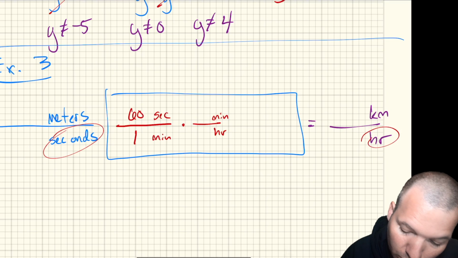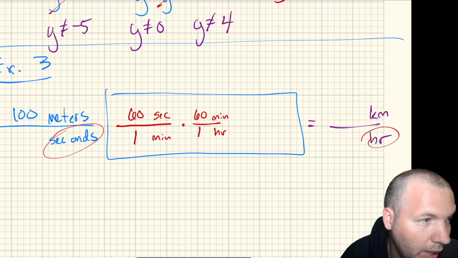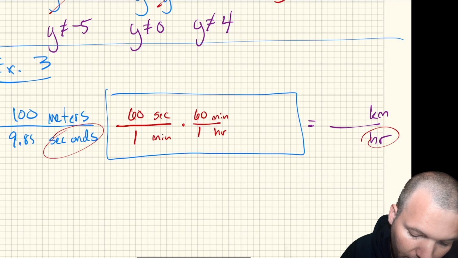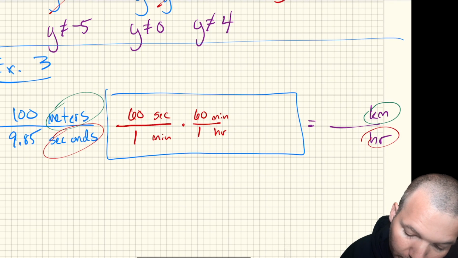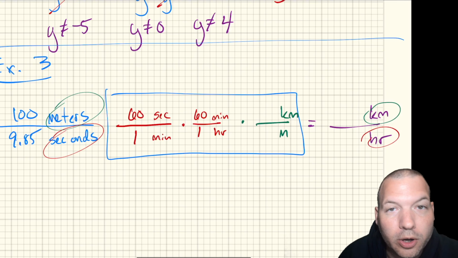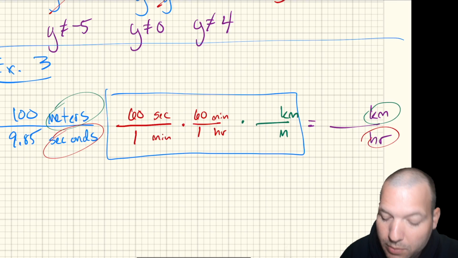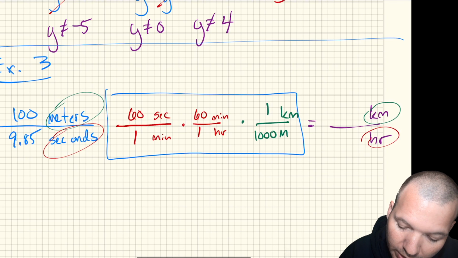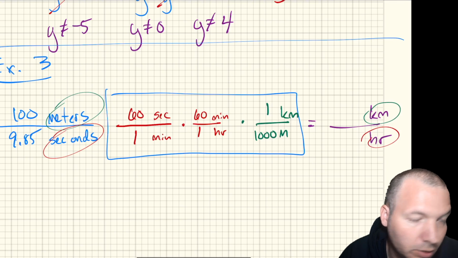60 seconds is 1 minute. 60 minutes is 1 hour. I forgot to write from the very beginning, it was 100 meters that he ran in 9.85 seconds. Finally, one more converter. We're going to take meters and turn them into kilometers. And so again, this time since meters is on top already, we need to cancel it by putting it in a denominator. So meters will go down there, kilometers will go on top, and then how many kilometers to how many meters? 1 kilometer relates to 1,000 meters, right?